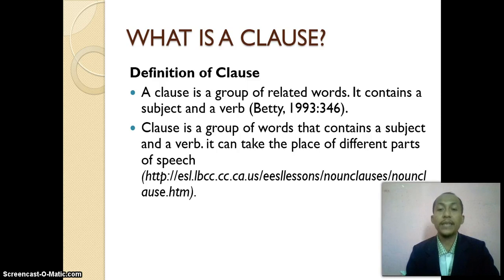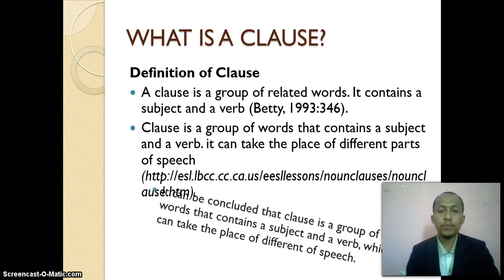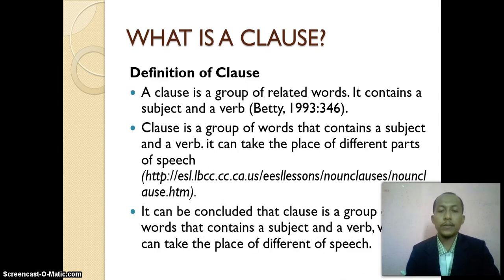It can take the place of different parts of speech. It can be concluded that a clause is a group of words that contains a subject and a verb which can take the place of different parts of speech.